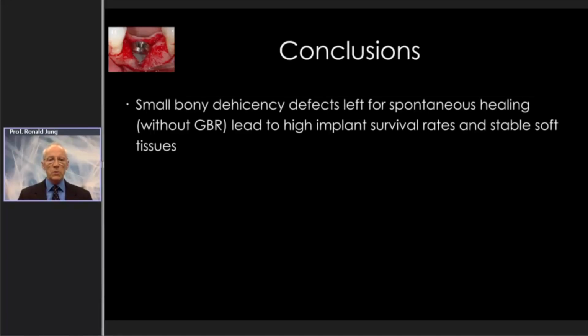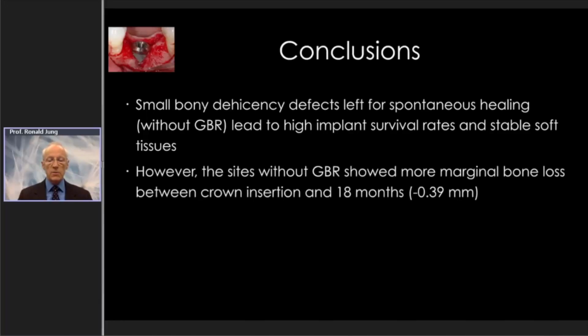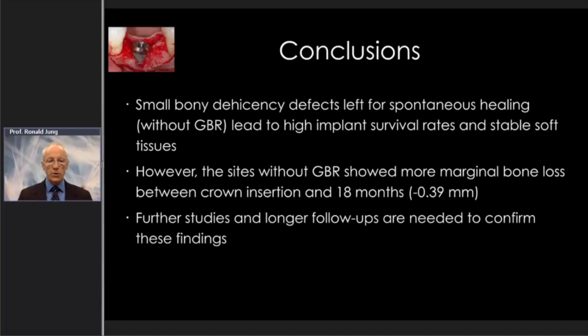So the conclusion: small bony dehiscence defects left for spontaneous healing lead to high implant survival rates in stable soft tissues. However, the sites without GBR showed more marginal bone loss between crown insertion and 18 months. Further studies and longer follow-ups are needed to confirm or refute these findings.